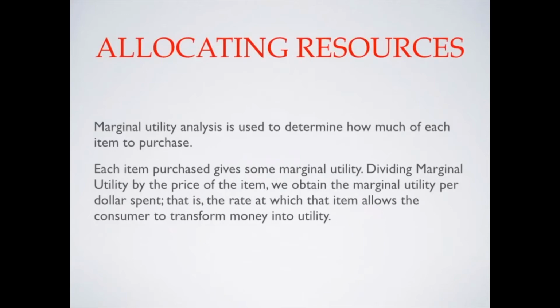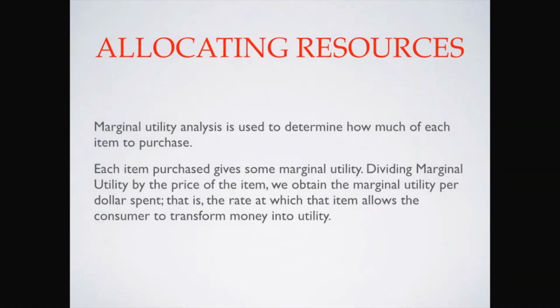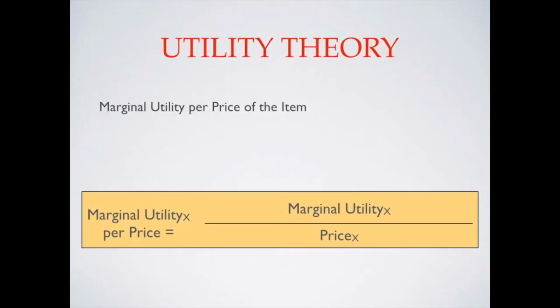Marginal utility analysis is used to determine how much of each item to purchase. The idea of getting the maximum utility from each good we purchase would be a rational goal. The way we reach maximum utility is to equate the ratio of marginal utility to price for the goods that we purchase. Each item purchased gives some marginal utility. By dividing marginal utility by the price of the item, we obtain the marginal utility per dollar spent.